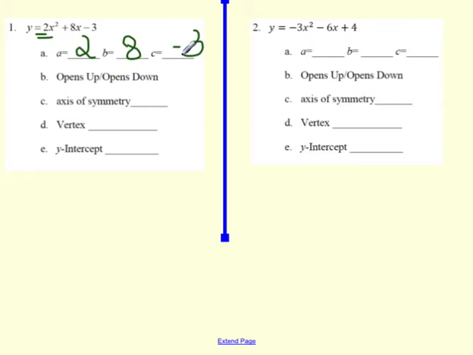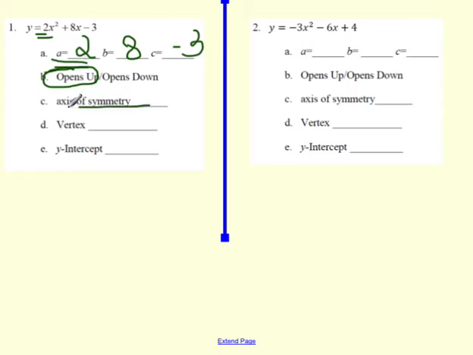So we're talking about the parabola. When your A is positive, if you're a positive person, if you're happy, it's going to open up. If your A is positive, it opens up. If your A is negative, it opens down.